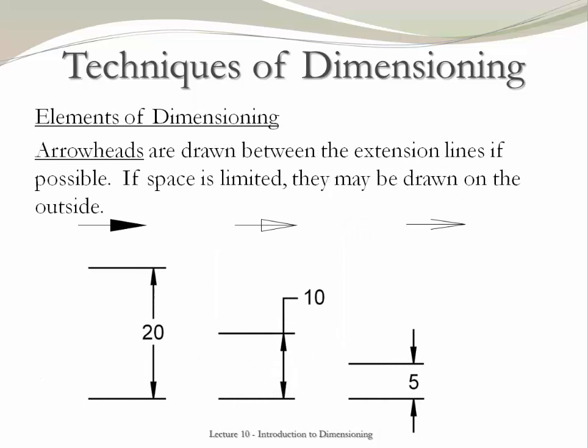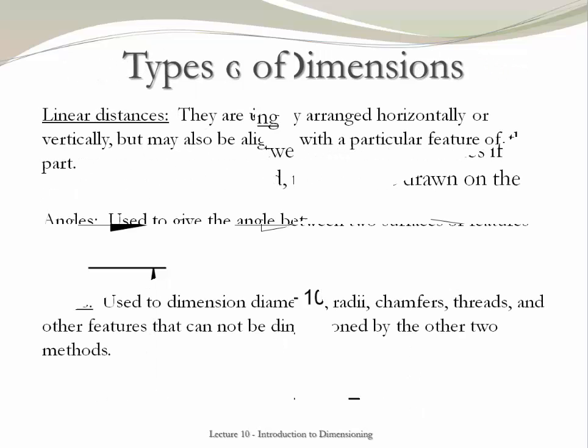Let's now continue with arrowheads. The arrowheads are usually between the extension lines, if a space is available. The alternative choices are given when there is limited space. Notice that there can be different filling options for the arrowheads. Whichever one you select, make sure that you use exactly the same one for all the dimensions.